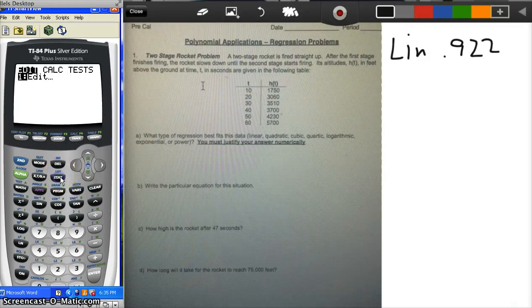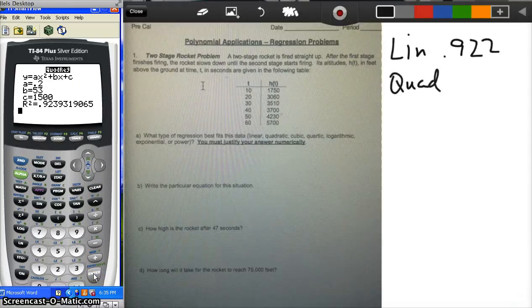So now we want to go ahead and check the quadratic. We do the same process, stat calc, and then we choose number 5 for quadratic, and we go down to calculate, we hit enter. We see that quadratic has an r² value of 0.99239. So you notice that the quadratic is closer than the linear. So we see that this definitely is not linear.